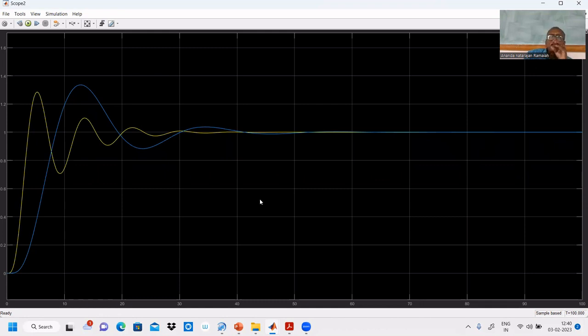It means that Ti is changing the zeta value. If Ti decreases, zeta also decreases. If Ti increases, zeta also increases. Note down that Ti is in the denominator. If Ti increases, zeta also increases. Ti decreases, zeta also decreases. That we can notice here. So we are comparing with PI controller.